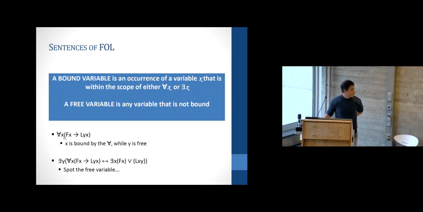This is something that was in your homework, so I want to make sure you understand this. If I have this sentence, y is free, right? Because there is no quantifier that is connected to y. X is bound to this quantifier. Okay, now we have a harder one. Where is the free variable? You're saying there are none. That's wrong. This x, what is it connected to? No, because this x only goes here.